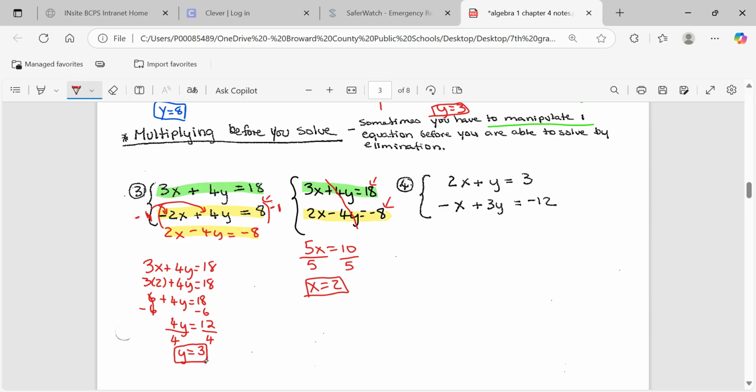And this does take us back to chapter 1. We are still solving equations. My answer then is going to be 2, 3.